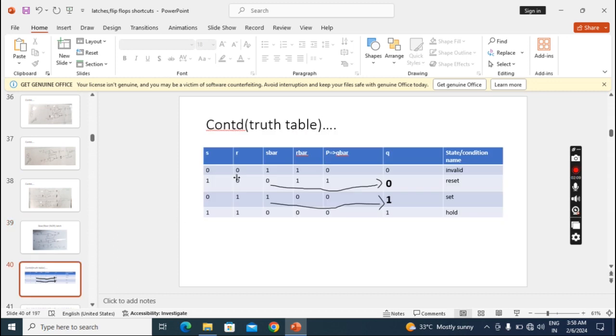Like that, when I apply 1 0, S bar R bar becomes 0 1, so the circuit becomes reset. And when I apply 0 1, S bar R bar becomes 1 0, and the circuit becomes set. So this is the Q value. When I apply 1 1, finally S bar R bar becomes 0 0, so the circuit becomes hold. This is the operation of the S bar R bar latch.